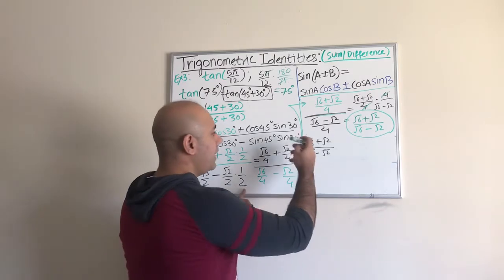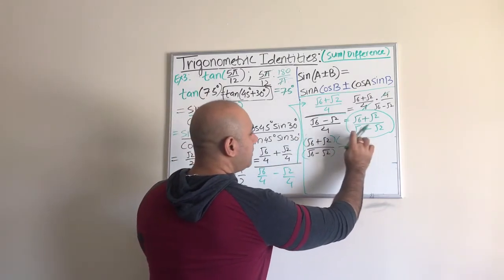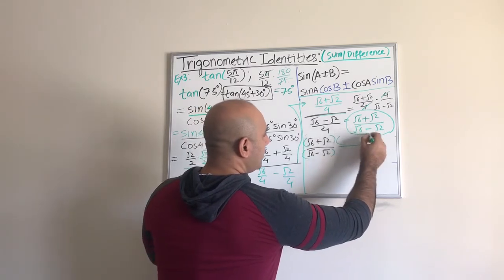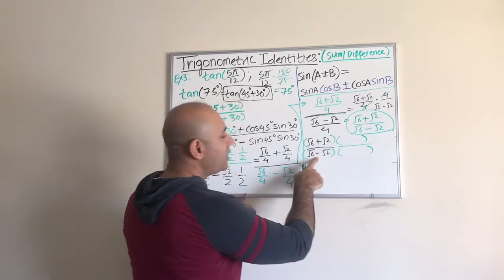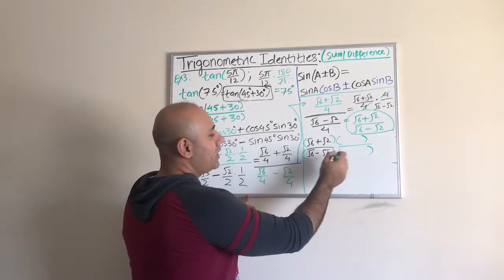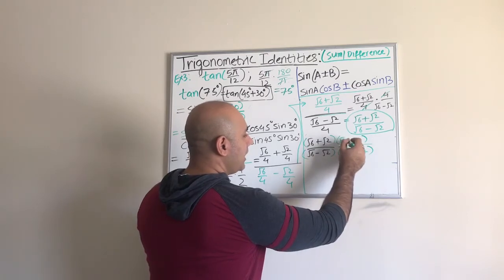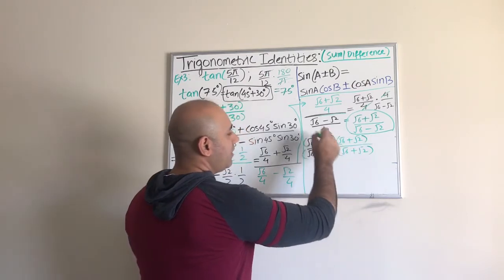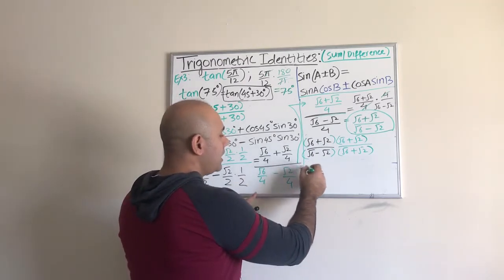So I'm going to put that in the parentheses, and you multiply upstairs and downstairs by the conjugate of the denominator. Conjugate means that this is going to be radical 6 plus radical 2, and you multiply by the same thing because you cannot change the ratio, so you got to multiply or divide by the same quantity. Now we try to simplify this.